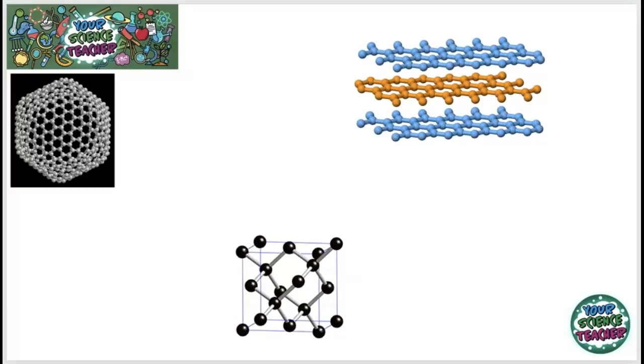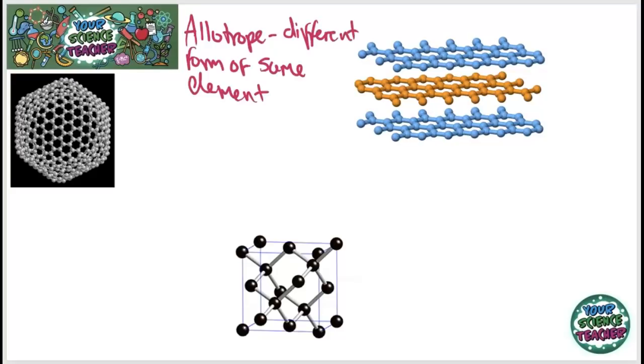Covalent bonding doesn't have to be simple. We can get giant covalent structures, and this is the last type of bonding that we're going to look at. We're in fact going to look at the allotropes of carbon, and an allotrope is just a different form of the same element. So let's have a look at some of these allotropes of carbon then.